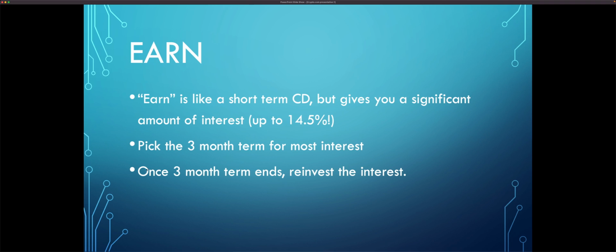And then finally, once that 3-month term ends, this is not APR, this is APY, and it doesn't reinvest that for you automatically. You need to go in and reinvest, start a new 3-month term, and then reinvest the max amount, your original investment plus the interest that you have made. That way you start compounding interest for yourself.